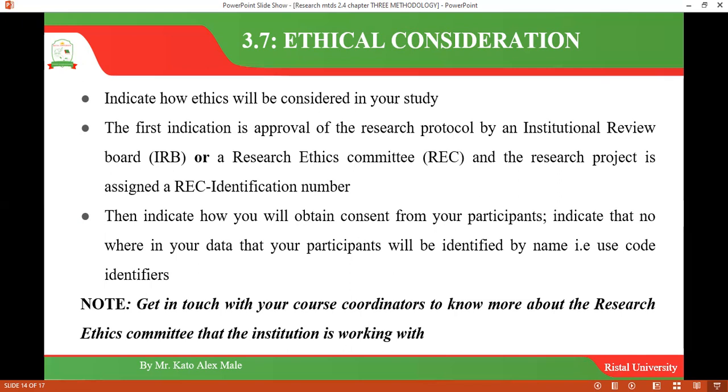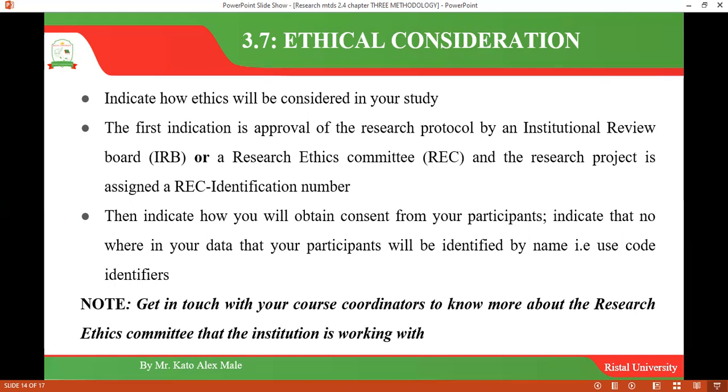So once you get the REC number, you must include it. This work is to be submitted to a research ethics committee, and if you submit it for the first time, they will give you an ID number. If they give you an ID number, then you attach it. When you are talking about ethical consideration, you say this work has an ID number of this and this. You understand?